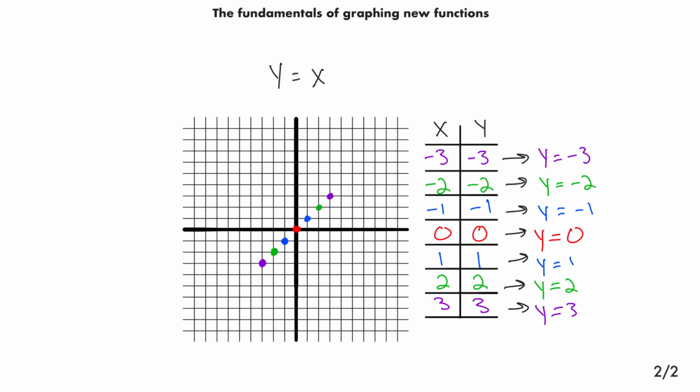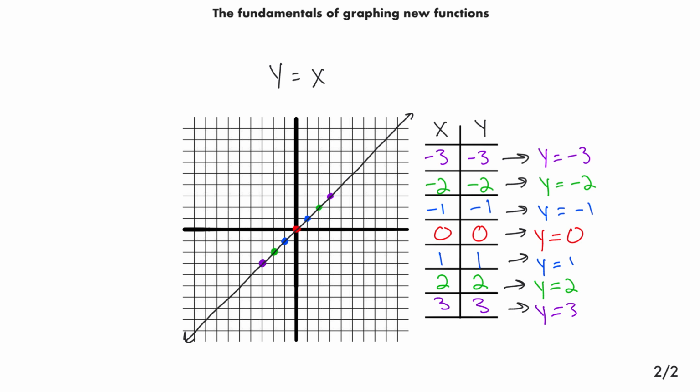Now that we have all of these dots on my graph, I think we could all figure out what the shape is. It's a straight line, aka what we call in mathematics a linear function. Linear is our fancy math way of saying straight line. This is the graph of the parent function.